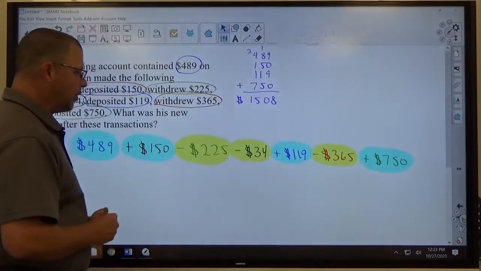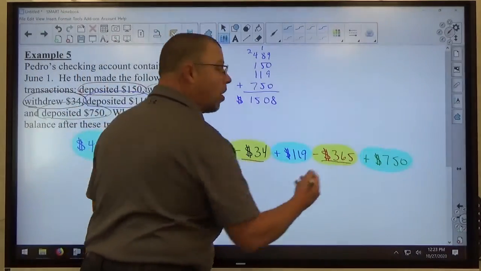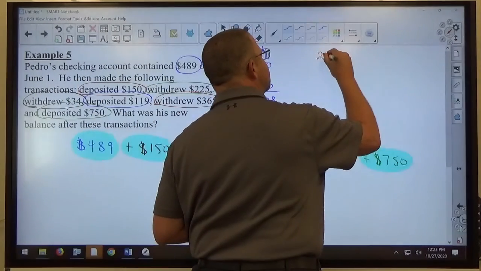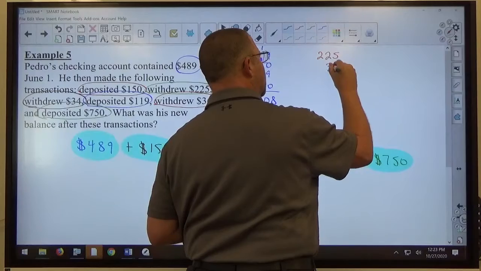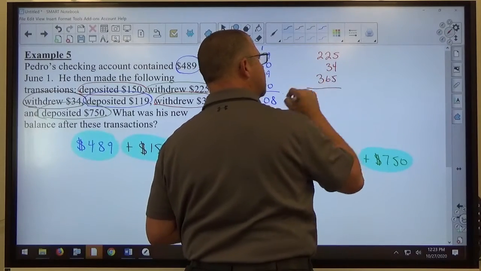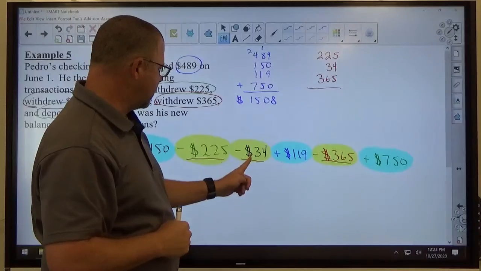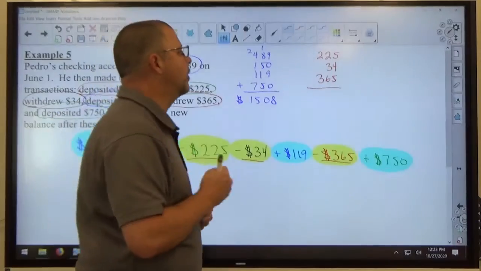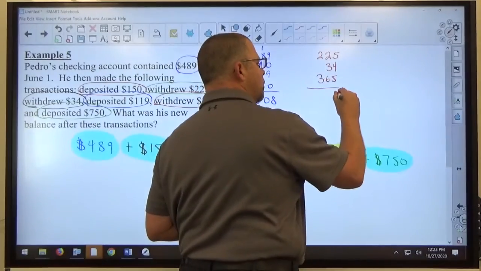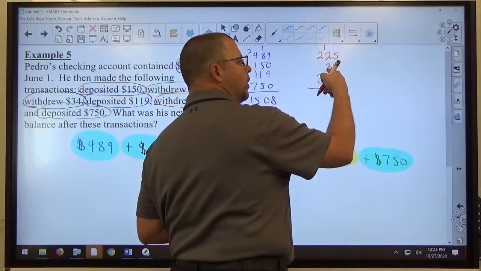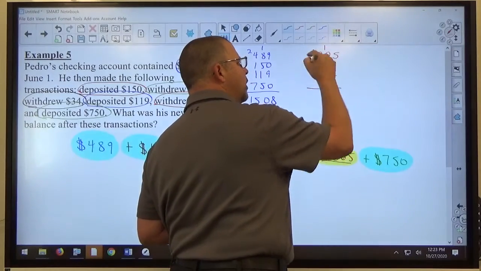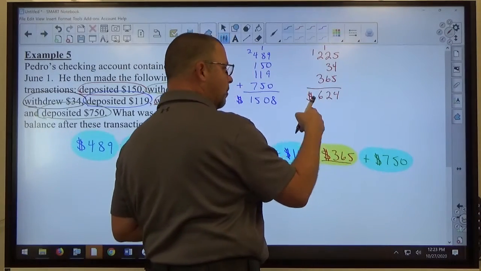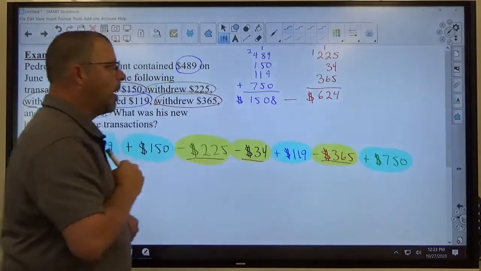I'm going to add up all the negative transactions, which is this one, this one, and this one. Again, they're all negative, right? So I'm going to be adding up all the negatives. So 225 plus 34 plus 365. Right? This adds to this because they're both negative, and that negative answer adds to that because it's negative, so all three numbers are negative, they all three add together. 5 plus 5 is 10, plus 4 is 14, carry the 1. 1 plus 2 is 3, plus 3 is 6, plus 6 is 12, carry the 1. 1 plus 2 is 3, plus 3 is 6. 624 is the negative sum, which is being combined with the positive sum.